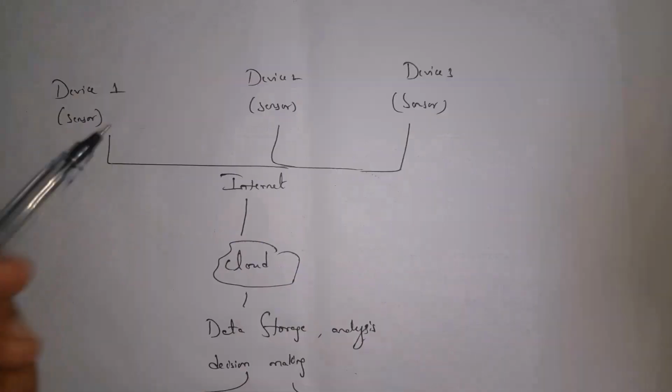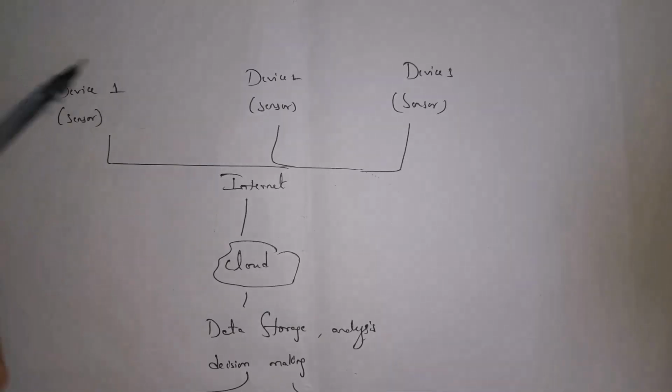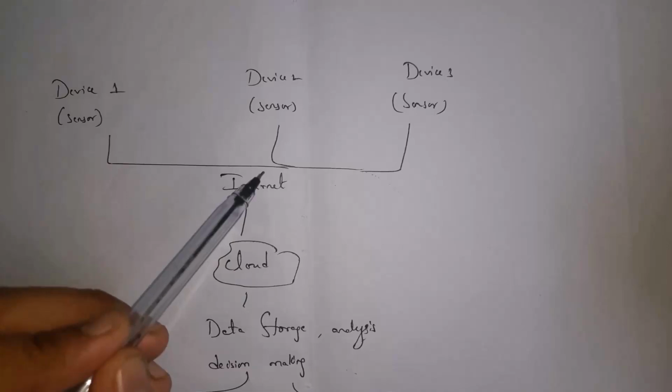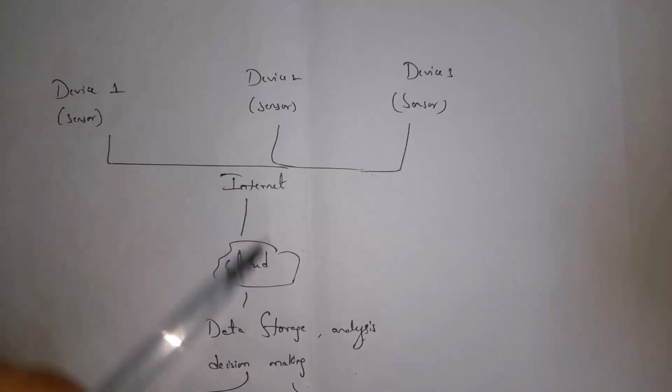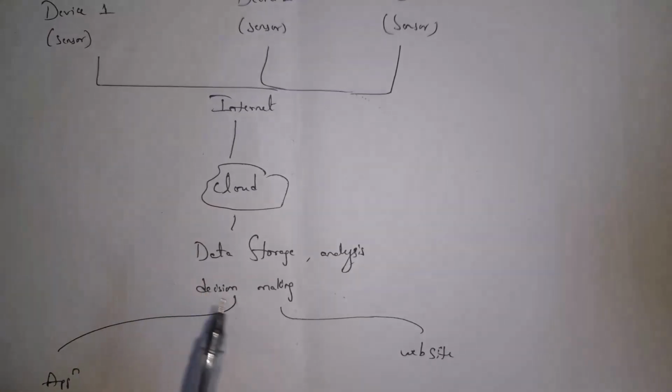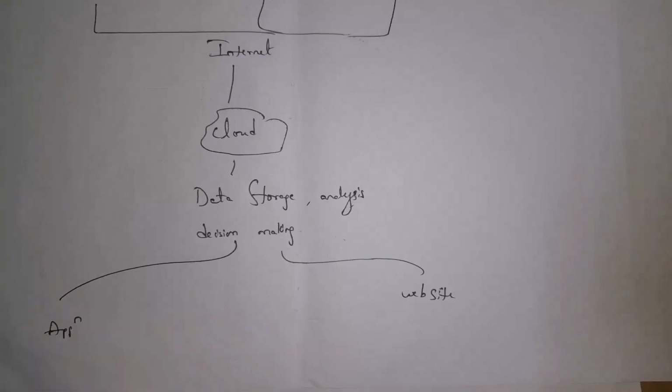This is the diagram. There are so many sensors like sensor 1, 2, 3. All these sensors will collect data and then send data to cloud by using internet. So cloud will perform data storage, data analysis and then make decisions, and we can see the final result in an app or on a website. This is all about IoT level 6.